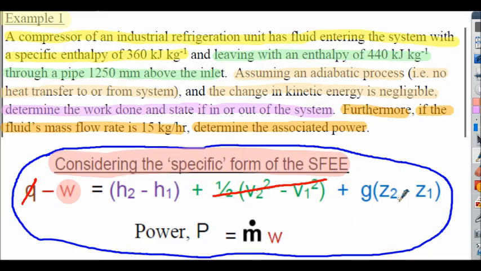Once we've found the work done from the steady flow energy equation, we can then find the power required, P, knowing the mass flow rate given in the question and having calculated the work done per kilogram above. Just note that the mass flow rate given in the question is actually in kilograms per hour, and we need to calculate that in terms of kilograms per second. So I'd encourage you to start the presentation and attempt example 1, but the full worked solution is shown on the following slides.